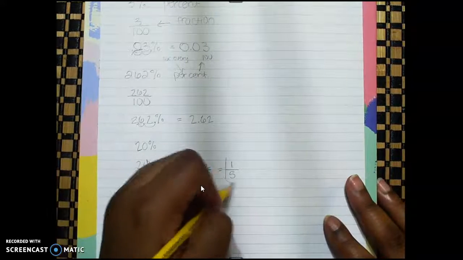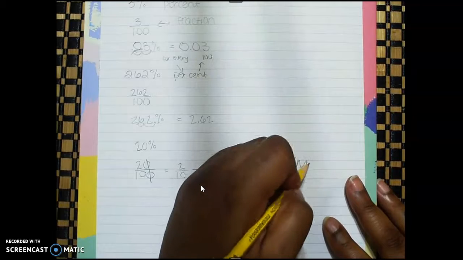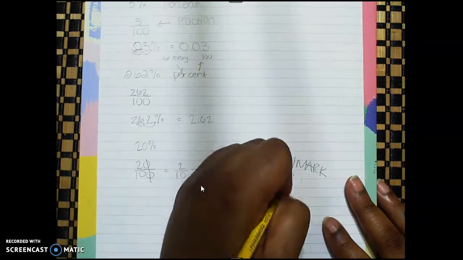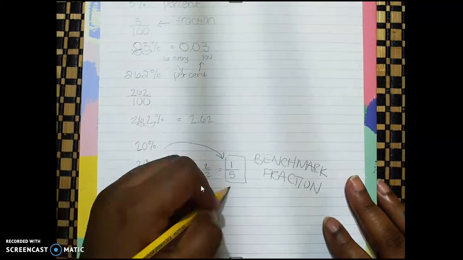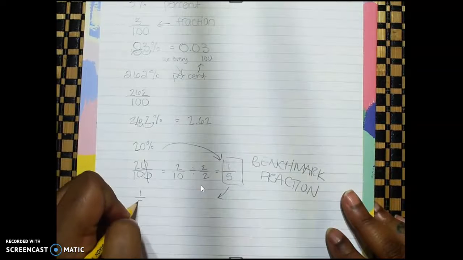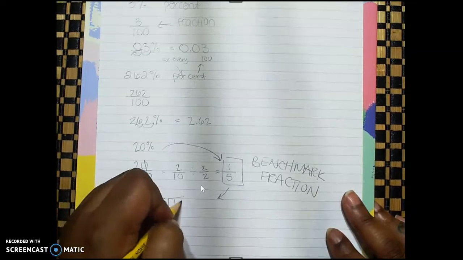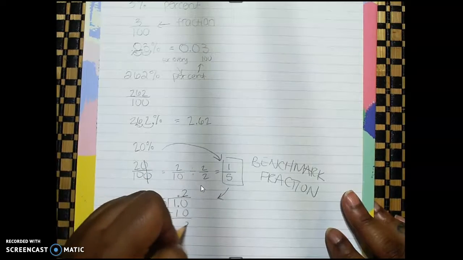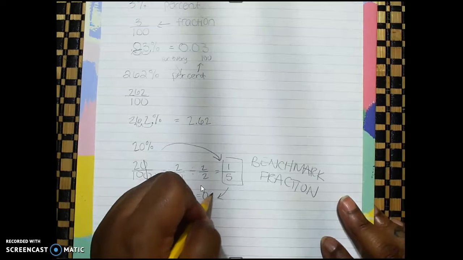This is a benchmark fraction. That means you should know this, memorized this as a fraction, decimal, and percent. So 20% as a fraction is 1/5, and 1/5 as a decimal is, if you don't remember, top in, bottom out. Is 2 tenths, or 0.2.